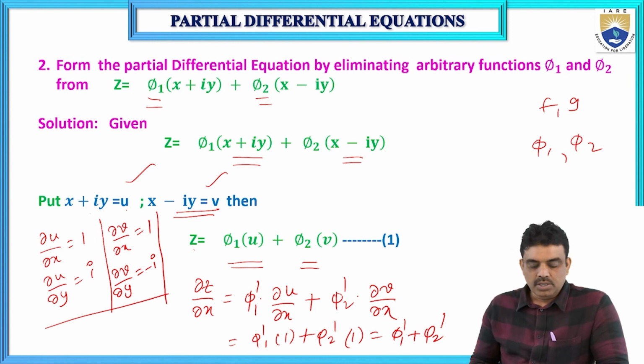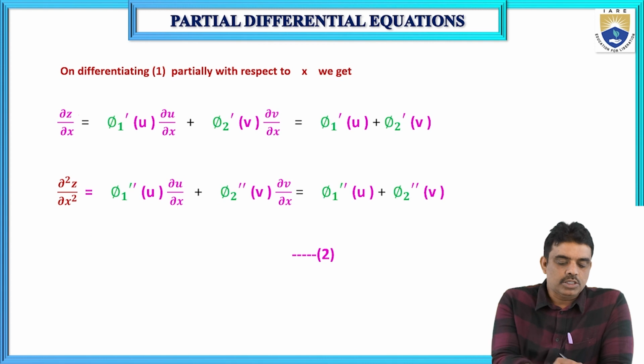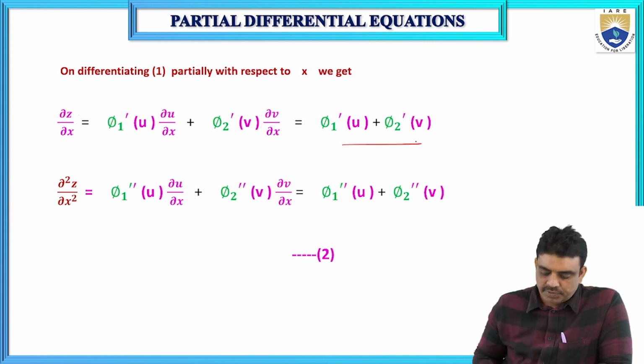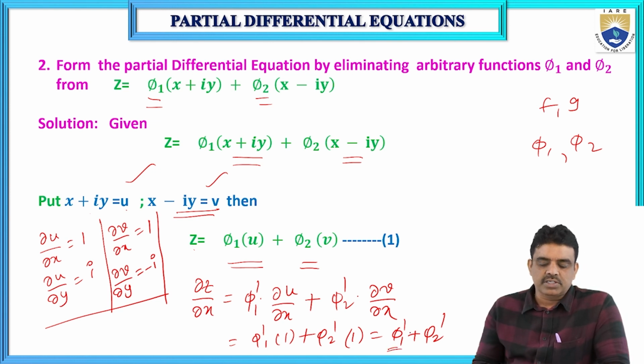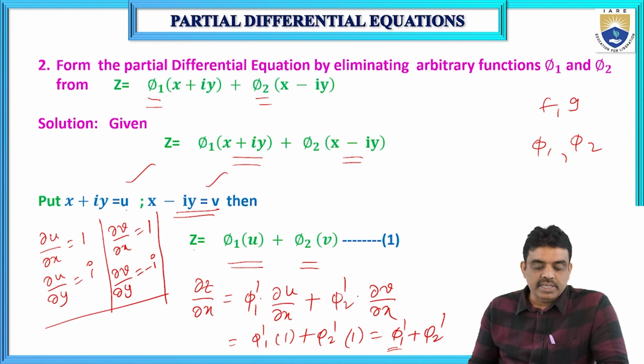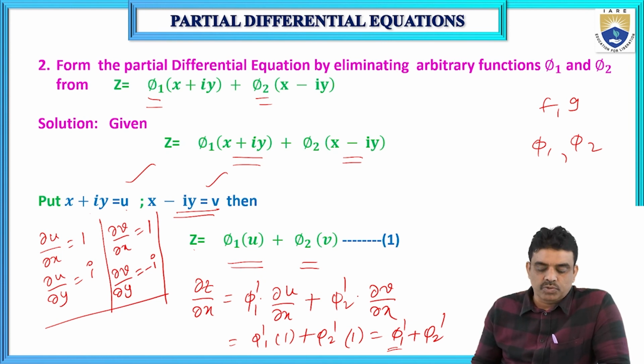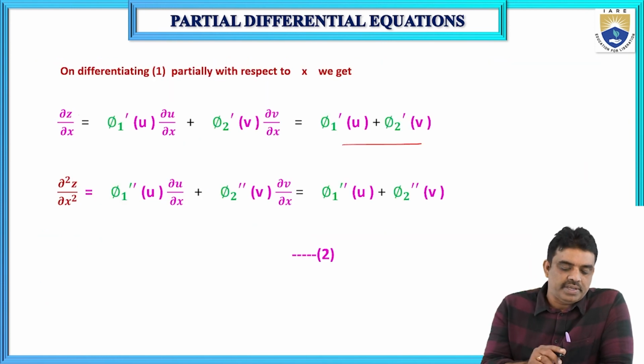I will show that. Dou z by dou x is equal to phi 1 dash of u plus phi 2 dash of v. Phi 1 is a function of u, phi 2 is a function of v. So phi 1 dash of u plus phi 2 dash of v.